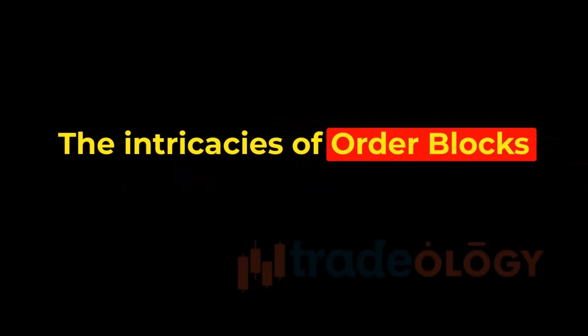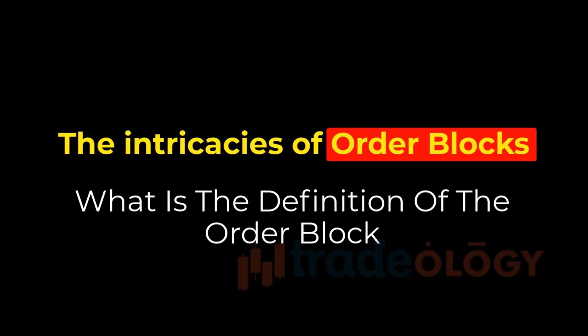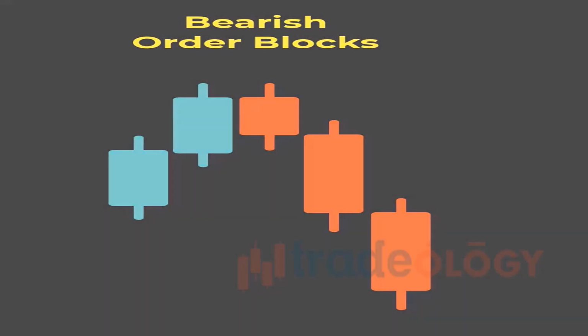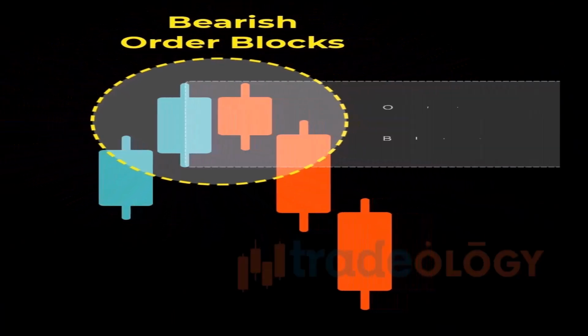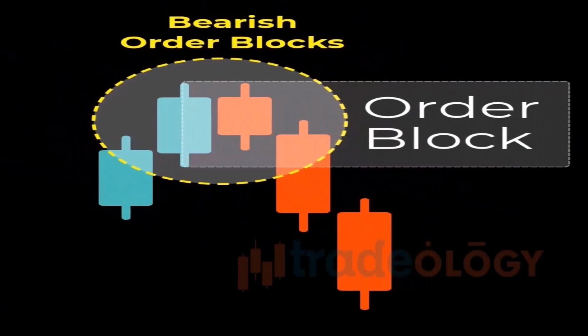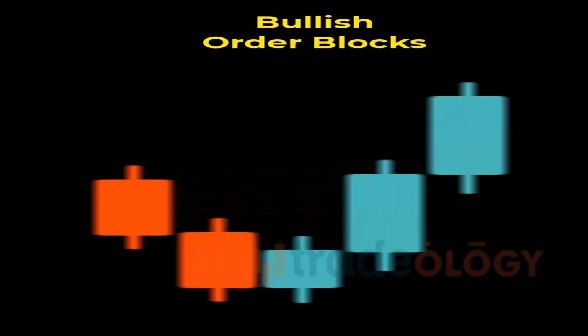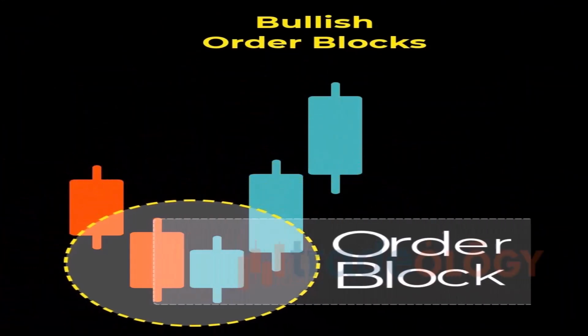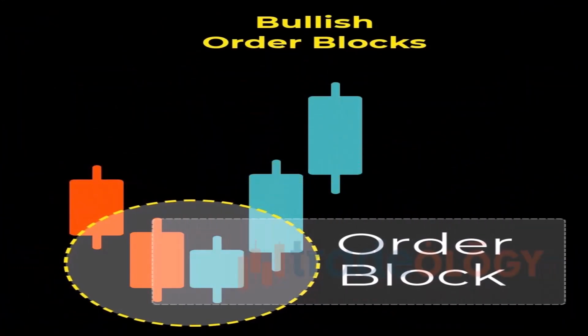Traders, let's jump right into it. Today, we're diving deep into the intricacies of order blocks and defining exactly what they are. In a bearish scenario, an order block refers to the zone corresponding to the last bullish candle before a sharp, substantial downward movement that results in a valid structure break. Similarly, in a bullish scenario, the order block corresponds to the last bearish candle before a sharp, substantial upward movement that leads to a valid bullish structure break.